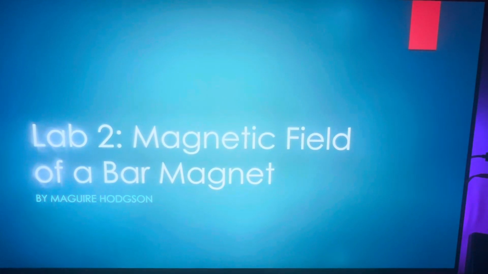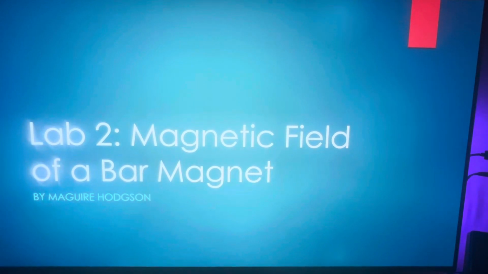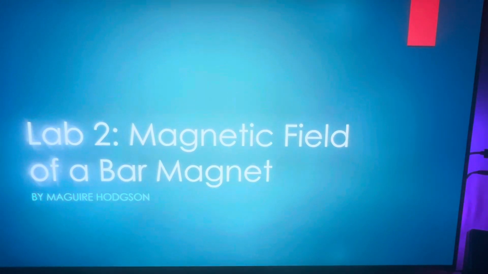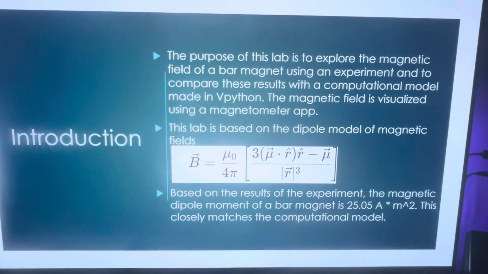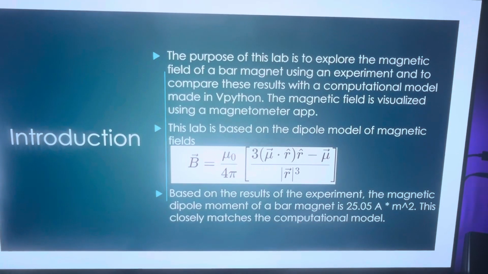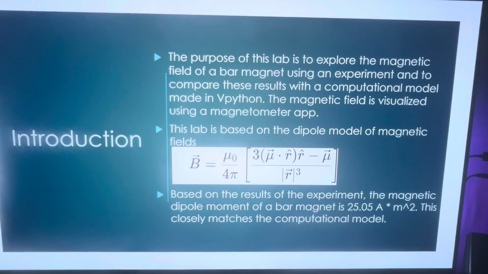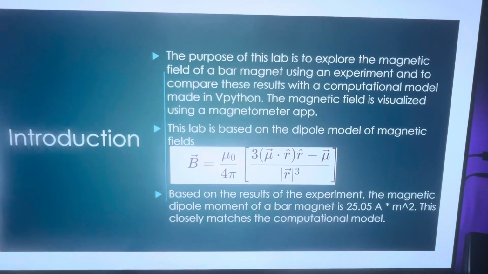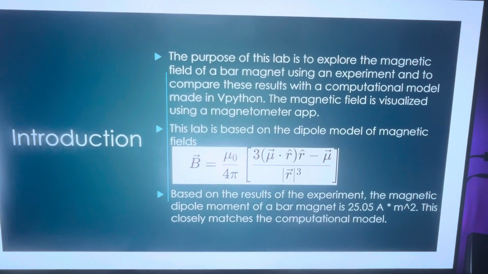Hello, my name is McGuire Hodson, and this is my lab report for Lab 2, Magnetic Field of a Bar Magnet. The purpose of this lab is to explore the magnetic field of a bar magnet using an experiment and to compare these experimental results with a computational model made using VPython. The magnetic field is visualized using a magnetometer app.